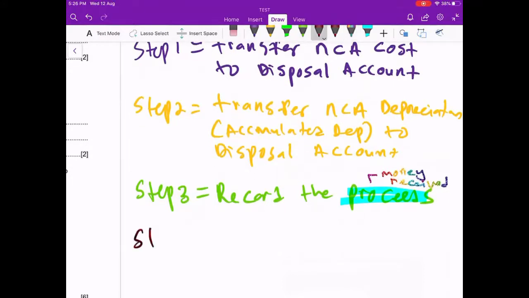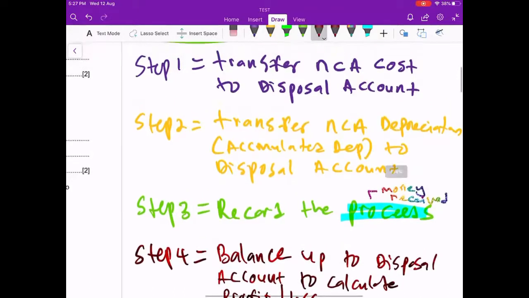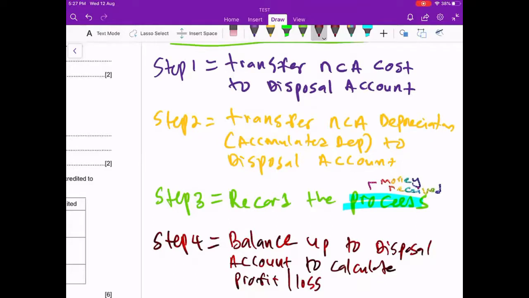Step number four is balance up the disposal account to calculate profit or loss. So these are your steps: step number one, step number two, step number three, and step number four. Okay, can you copy this note first?